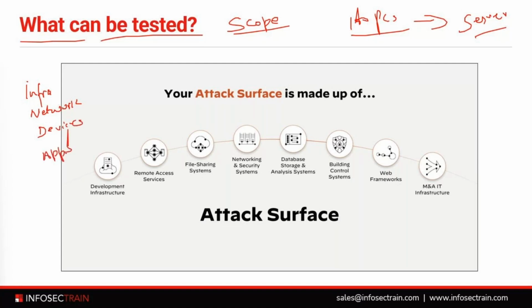Applications. Now it can be a computer application, it can be a web application, it can be a mobile application, right? Any application can be tested. Then if you are using any IoT or OT devices, those can be tested. Yes. What else? Users. Yes, social engineering pen testing we can do, right? Wireless. Yes. Wired. Yes.